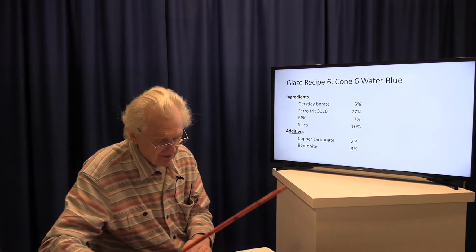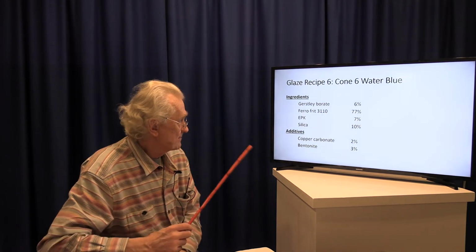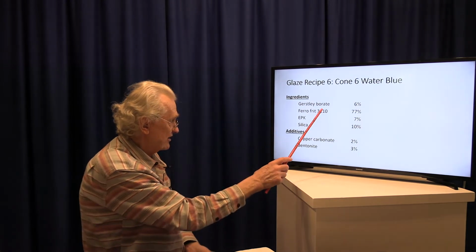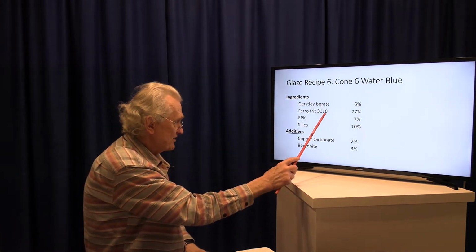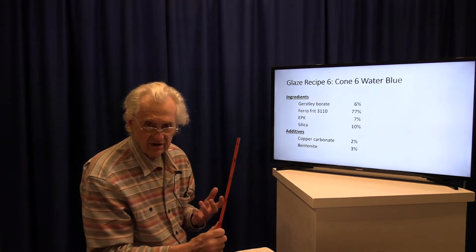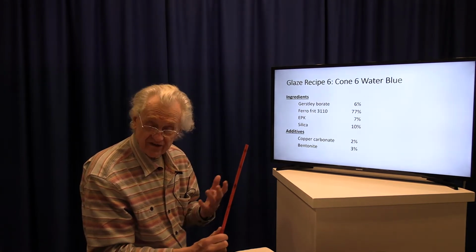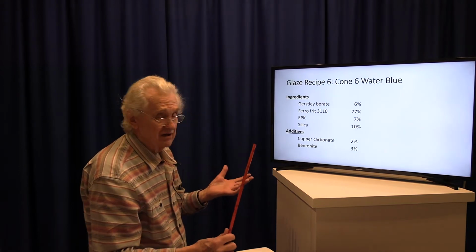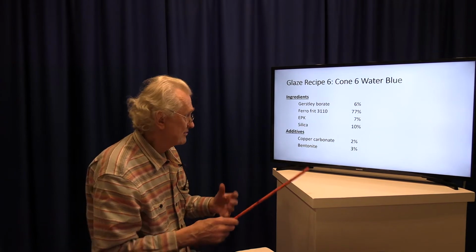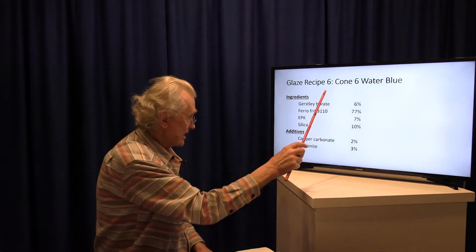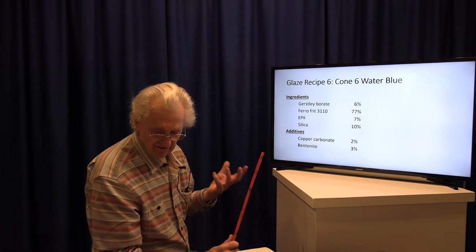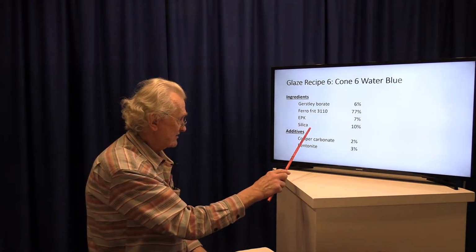So let's look at another characteristic. This is the possibility of crazing. This is where I'm going to look for how this might affect it. So here are my ingredients again: Gerstley borate, Ferro Frit 3110. 3110 is a high sodium frit, and it melts by itself at cone 07. So remember, I mentioned before how different sources of different ingredients can melt at different temperatures. This is a cone 6 glaze, but I've got a lot of an ingredient in it that melts at 07, a very low temperature. And I've got EPK and silica.